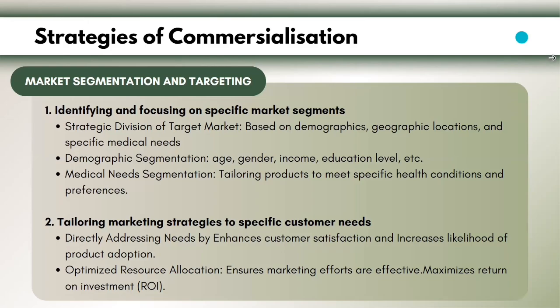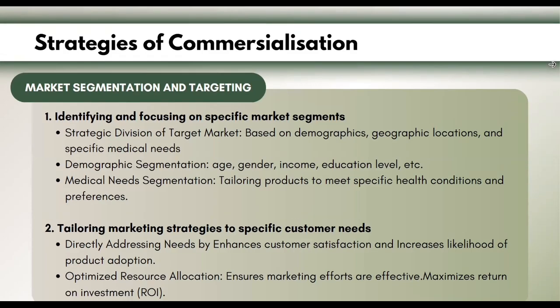So in market segmentation and targeting, first we have to identify and focus on a specific market segment where biotechnology company usually strategically divide their target market based on demographic, geographic location, specific medical need. And this segmentation allows for precise targeting of customer group with tailored products and marketing strategy. For example, the company may focus on older adult with diabetes for new glucose monitoring device, tailoring its approach to meet their specific health need and preferences.